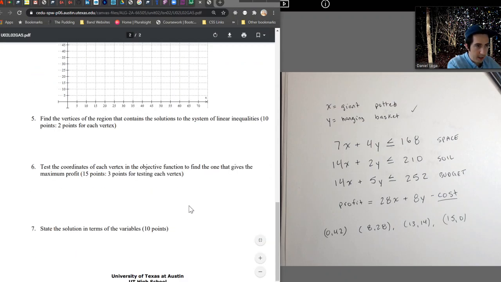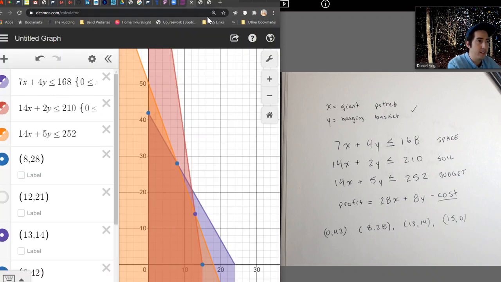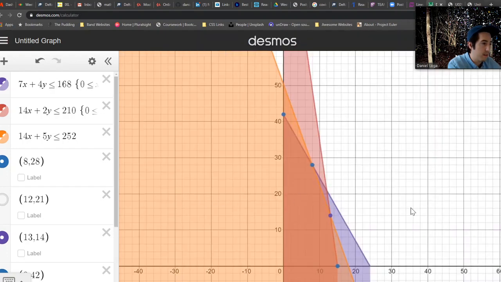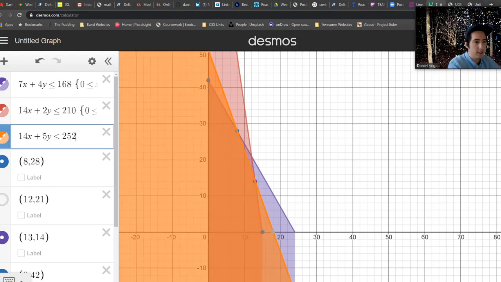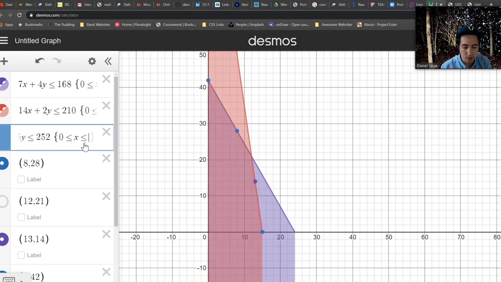Okay, and then find the vertices of the region that contains solutions to the system. So when they say find the vertices of the region that contains the solutions, what does that mean? Let me make this bigger for a second. I'd say the region that contains the solutions, I could make this as clear as possible. So 0 is less than or equal to x, less than or equal to 18.